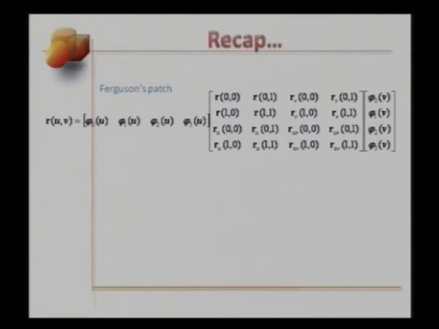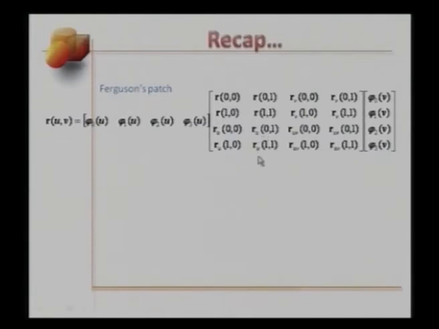So the mathematical expression for the patch is R of u and v, given as the row matrix phi 0, phi 1, phi 2 and phi 3, all functions of parameter u, times the geometric matrix, I'll come to that a little later, times the column vector phi 0, phi 1, phi 2 and phi 3, all functions of parameter v. These phi's happen to be cubic Hermite polynomials, as you would know from Ferguson curves.